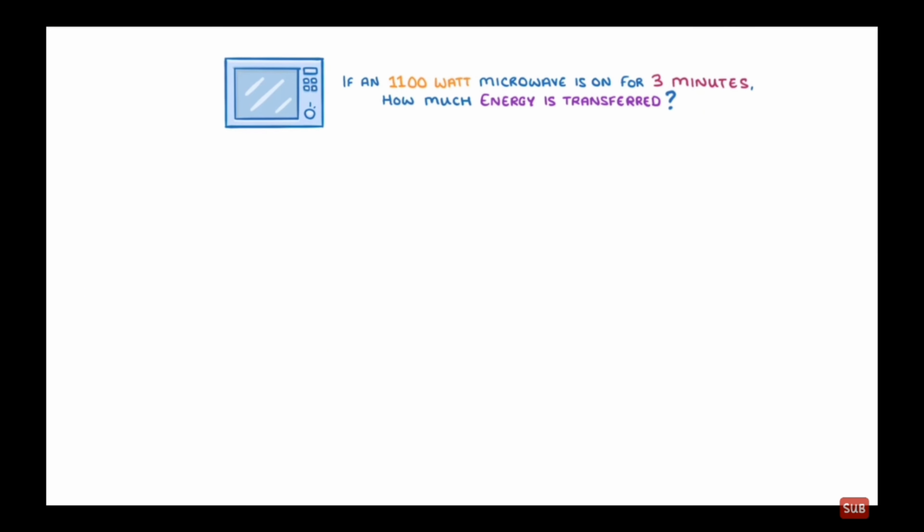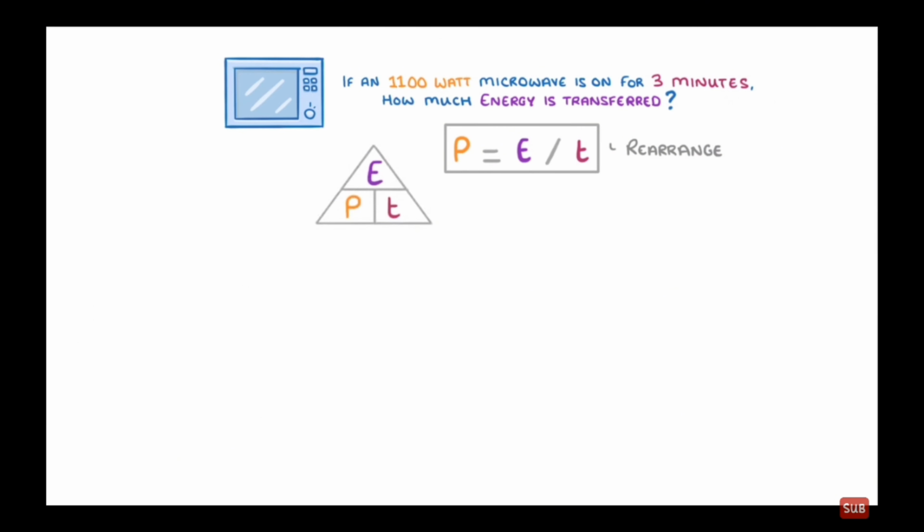Let's now try a slightly harder example. If an 1100 watt microwave is on for 3 minutes, how much energy is transferred? First, we need to take our energy transferred equation and rearrange it to get energy transferred by itself. If we put the equation into a formula triangle like this, we can see that energy transferred would be equal to power times time. We also need to change our 3 minutes to 180 seconds by multiplying it by 60.